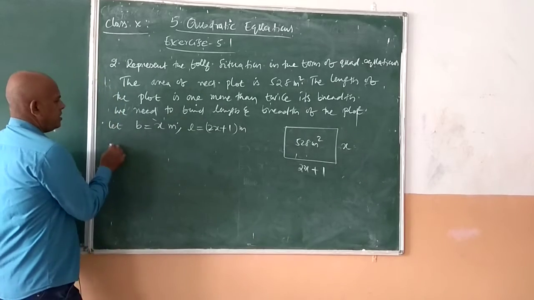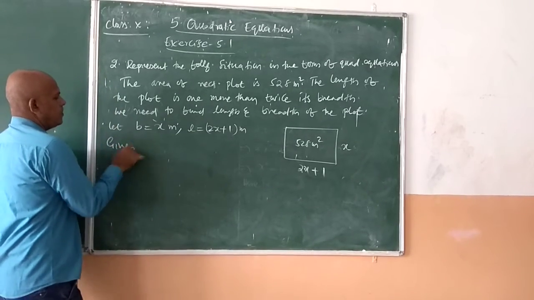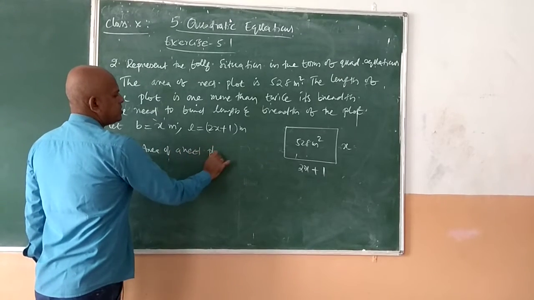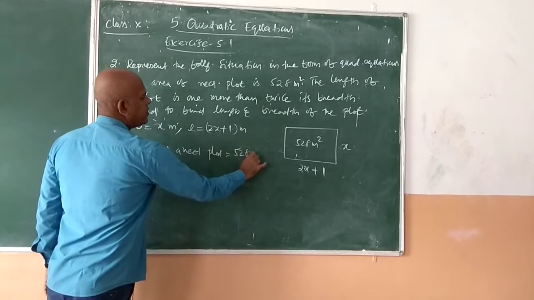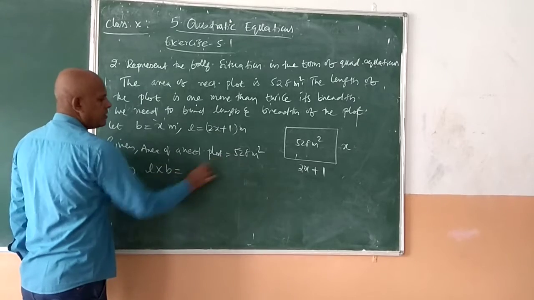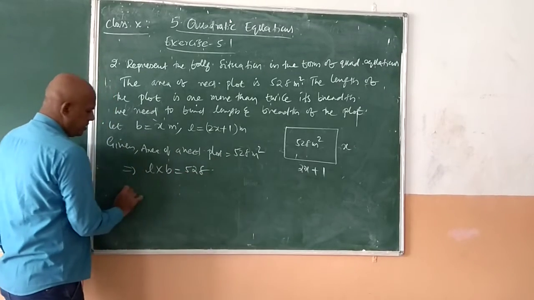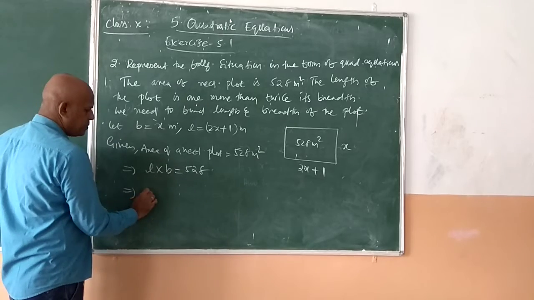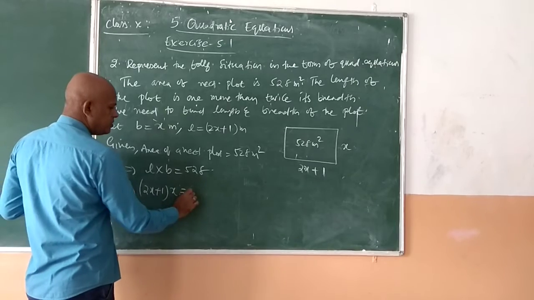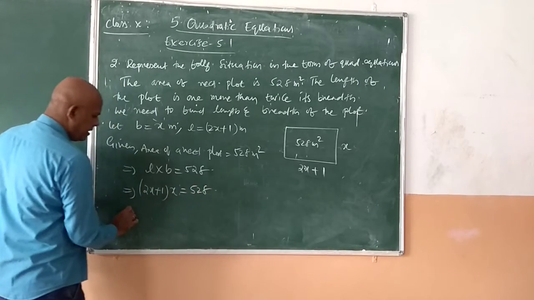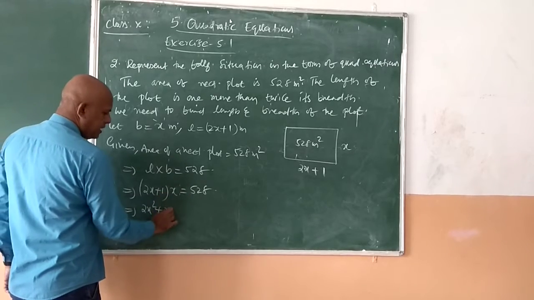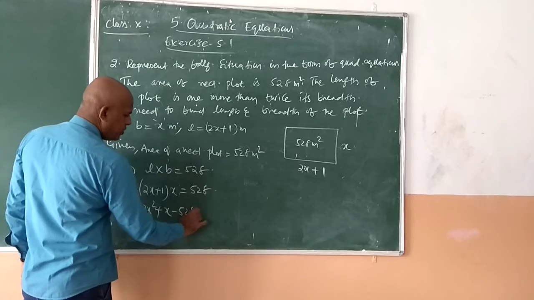So now the area is given. Area of a rectangular plot is equal to 528 meters square. Area by the rectangle formula is length into breadth, which is equal to 528. Length is 2x plus 1. Breadth is x. So 2x plus 1 into x is equal to 528. Let us multiply here: 2x into x, 2x square, 1 into x plus x, and 528 on this side, minus 528, is equal to 0.